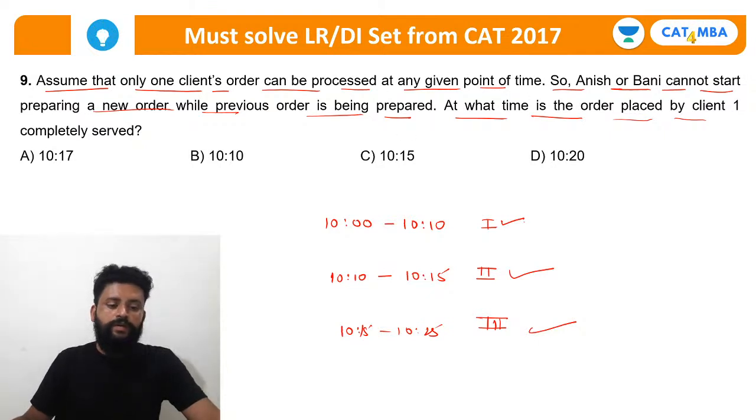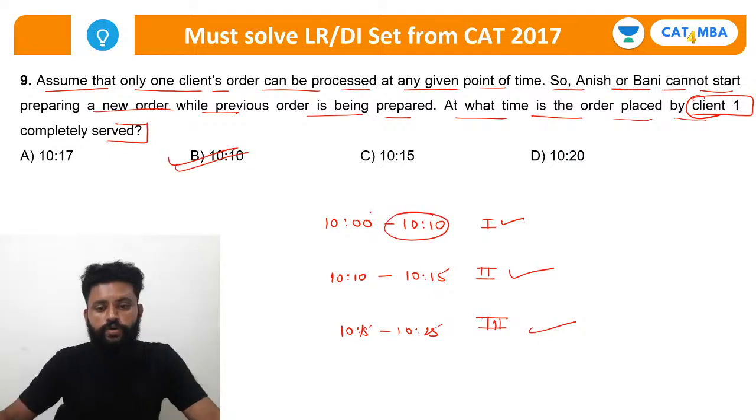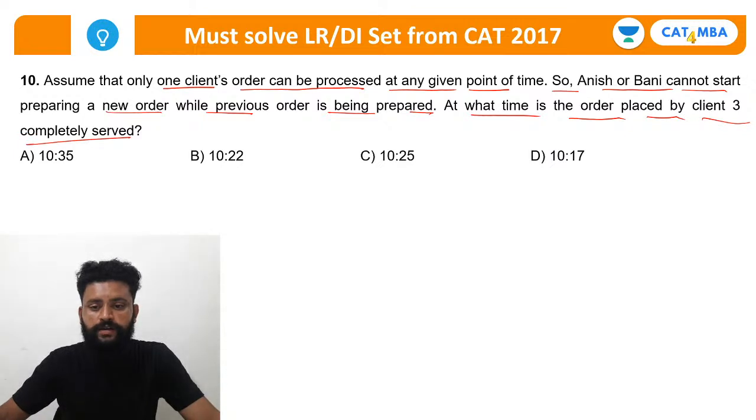ओके, जस्ट मिनट। So Anish and Bunny cannot start preparing new order while the previous order is. Okay, so we are supposed to find the client one's order. Client one का तो 10:10 पे, right? First question done. Now assume that only one client's order can be processed at any given point. So the onion cannot start preparing new order while the previous order being prepared. At what time the order will be complete?